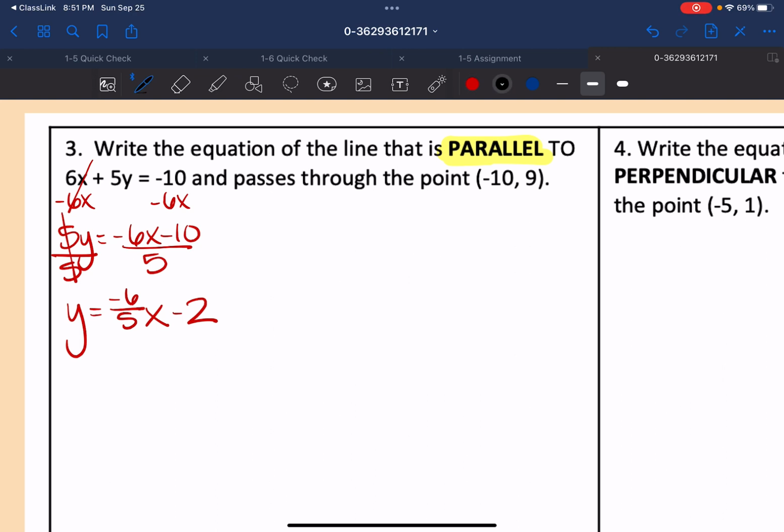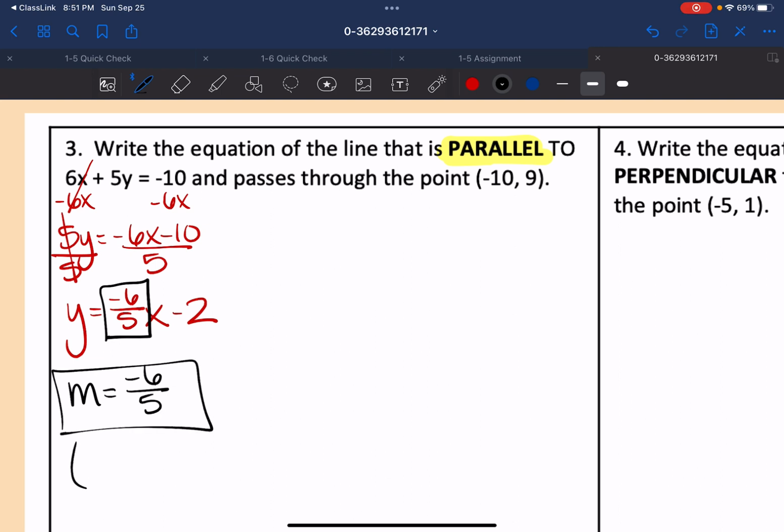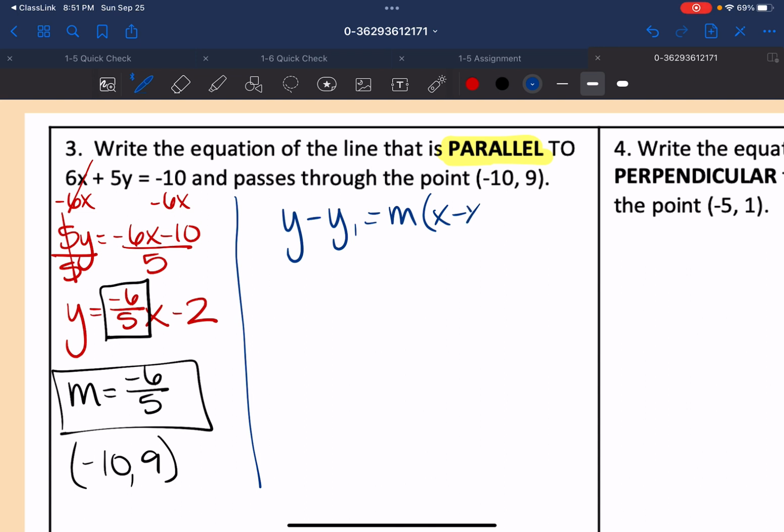And again, what do we want to pull from that equation? All we need from that equation is our slope. So if we want the lines to be parallel, the slopes are going to stay the same. So we're going to leave it as negative 6 over 5. Now we're going to bring down that point, negative 10, 9. And this is where what we did at the very beginning with point-slope form comes in handy, because we have our slope and we have a point. So just to review that equation, y minus y1 equals m times x minus x1. We can fill that in.